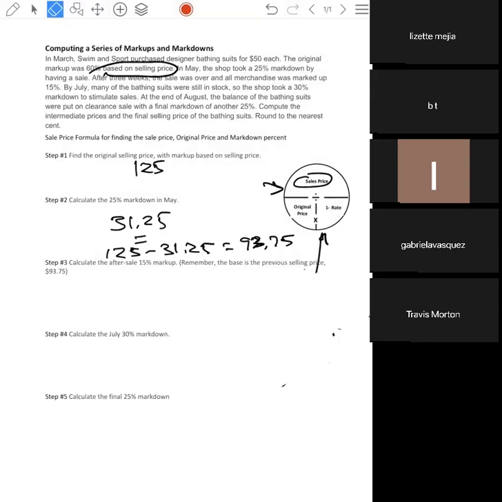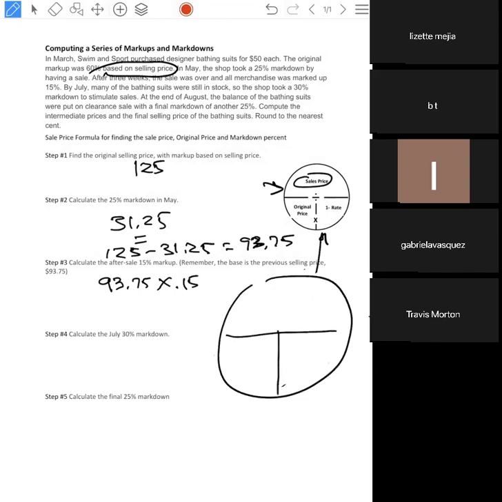Then it says calculate. So then the sale came to an end and they wanted to go ahead and mark it up 15% based off the previous selling price of 93.75. So the original price is 93.75. I'm going to multiply it by 0.15. That'll give me the amount of markup, or $14.06. Or I could just do the 1 plus 0.15, which is 1.15. That adds the 93.75 back in, and that would give me my selling price.